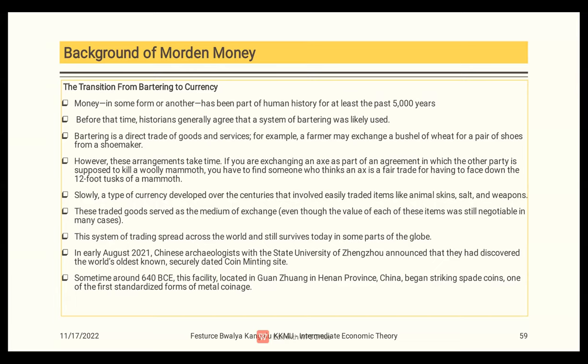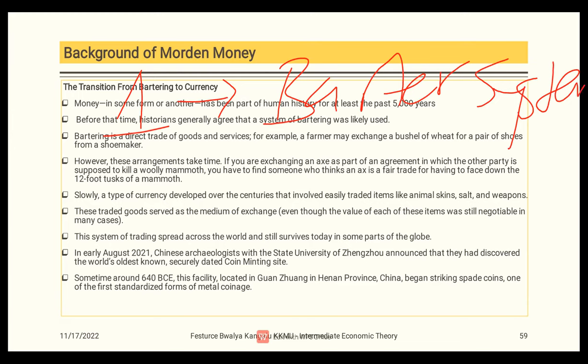So what about the background of modern money? You can understand that in those days, what? Barter system, right? Barter system. That's how you were trading. From the very beginning, you were exchanging goods for goods. That is called barter system.